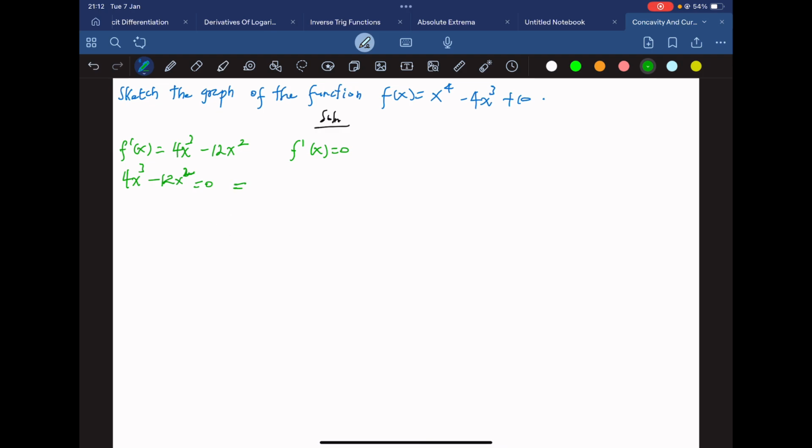So over here, we can factorize 4x squared out. And if we do that, we have x minus 3 equal to 0. So this basically means we have 4x squared equal to 0 and x minus 3 equal to 0. If we divide both sides by 4, you still have x squared equal to 0, which is basically x equal to 0, and this is x equal to 3. So we have two critical points.